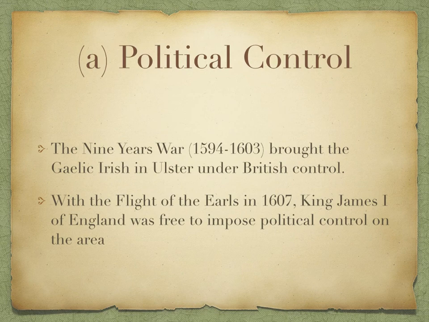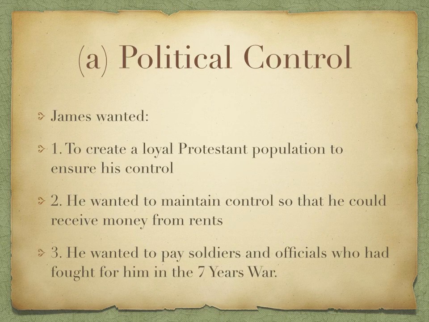In 1607, the O'Donnells and the O'Neills left. This is known as the Flight of the Earls. And then King James I of England was free to impose his political control on the area. So our first point is political control moves from the Gaelic Irish to the British forces and government.